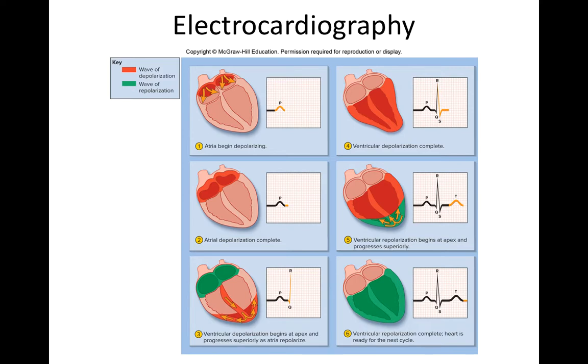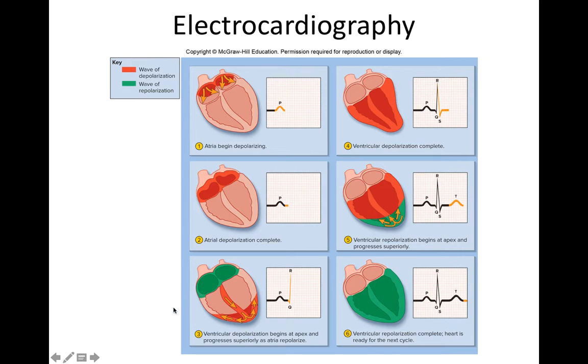And then we come across our last component of the ECG, which is the T wave, which represents ventricular repolarization. And then once that is complete, we're back to no electrical activity. So our P wave is indicating atrial depolarization. The QRS complex is ventricular depolarization. The T wave is ventricular repolarization.